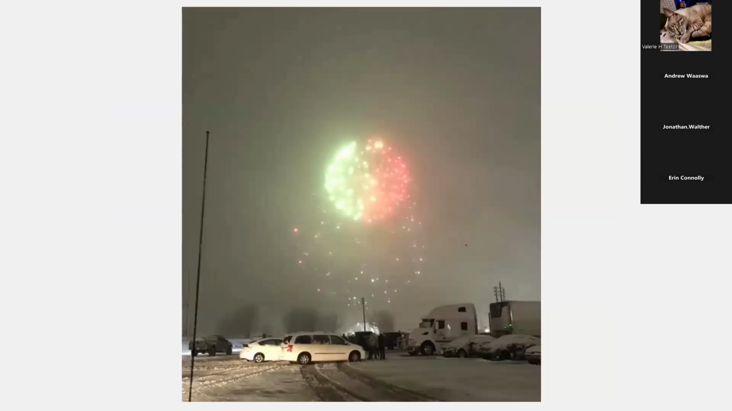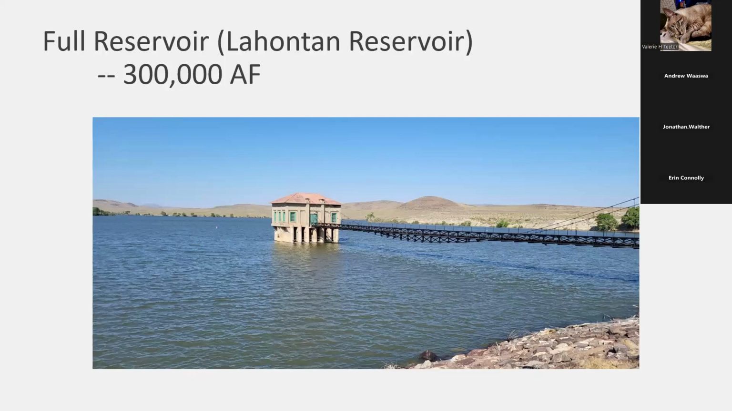I thought it was pretty great. We have a big fireworks display on New Year's Eve, and that year it was a massive snowstorm, so that doesn't happen very often. And this is what our reservoir looks like when it's full, about 300,000 acre-feet of water.